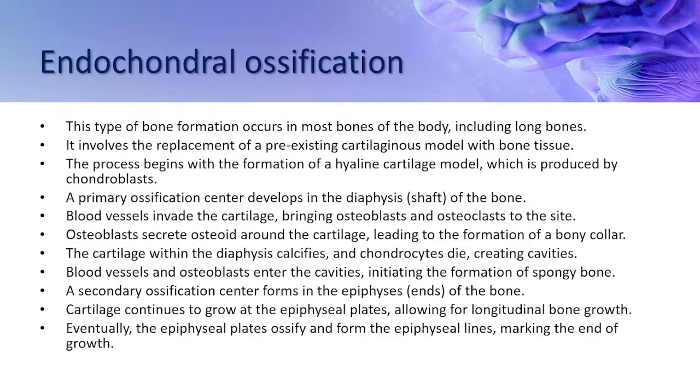Having said that, ladies and gentlemen, how can you summarize it? You can summarize it in the following way. Intramembranous ossification occurs directly from mesenchymal cells, while endochondral ossification involves the replacement of cartilage with bone. Both bone processes require the activity of osteoblasts, which secrete osteoid and promote mineralization, as well as the invasion of blood vessels to provide nutrients and oxygen to the bone.